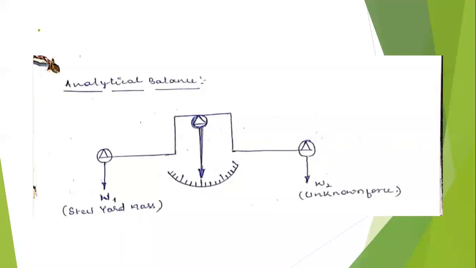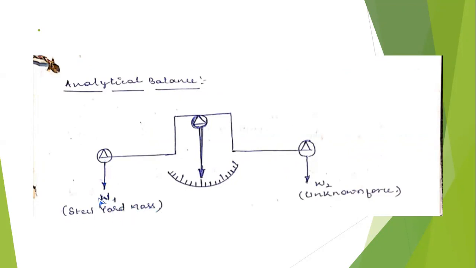Okay, next come to the point. All of you observe here, you have a diagram, analytical balance diagram. Many question papers have a question on analytical balance. See, on the left side there will be a trapezoidal form or knife edge on which you have the steel yard mass. This is the British system steel yard mass W1.